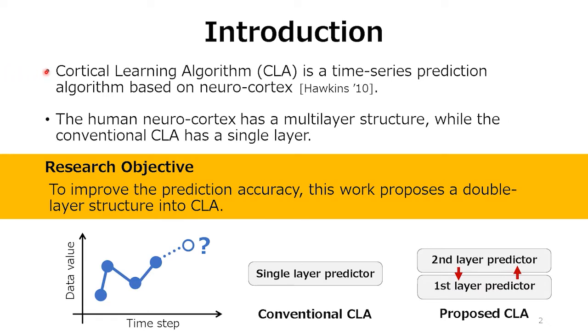Cortical learning algorithm (CLA) is a time series prediction algorithm based on neural cortex. The human neural cortex has a multi-layer structure, whilst the conventional CLA has a single layer. To improve the prediction accuracy, this work proposes a multi-layer structure into CLA.